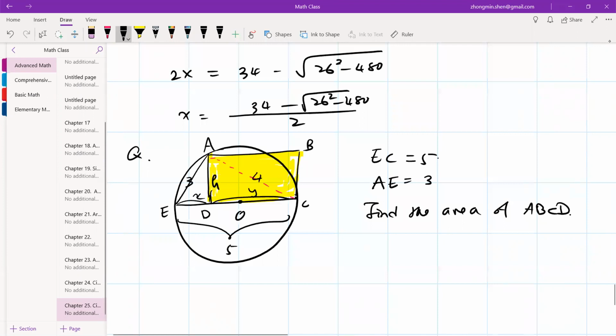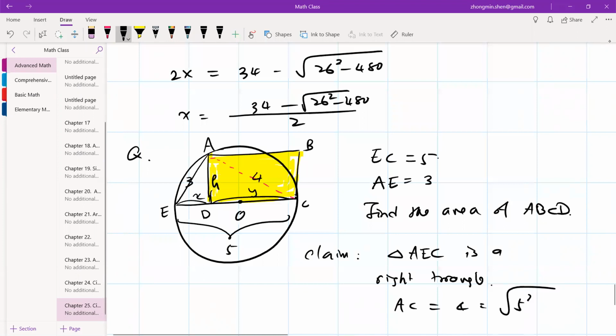First of all, you recognize that this triangle AEC is a right triangle. And AC is going to be 4 because that's the square root of 5 squared minus 3 squared. That's my hint. Redo the problem. Good job.